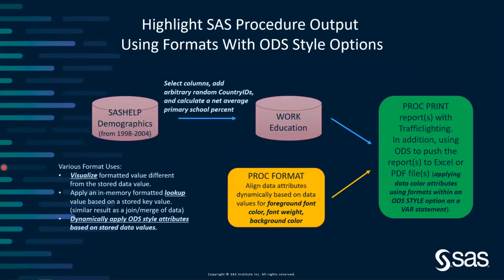To me, when I hear the term traffic lighting, it has the following meaning. It is a way to dynamically add color effects to report output that is based on data values displayed on the report. I have two demonstrations that we will walk through.